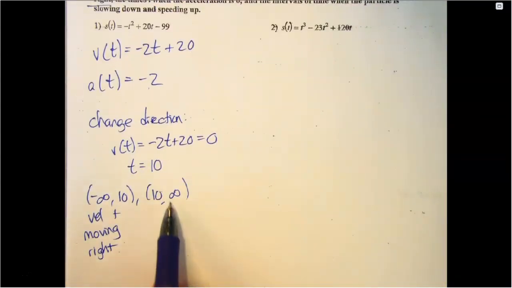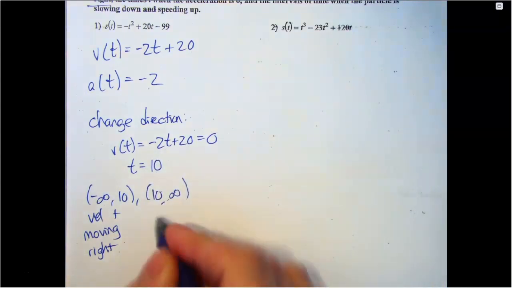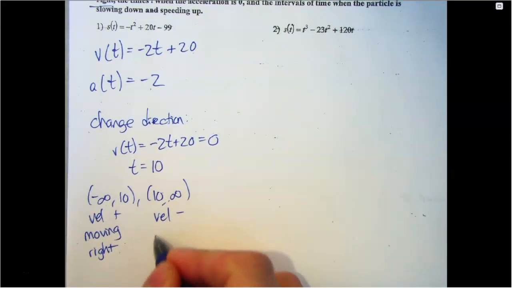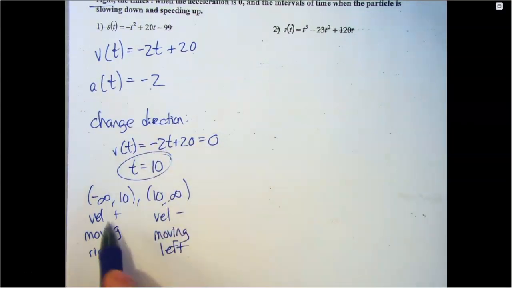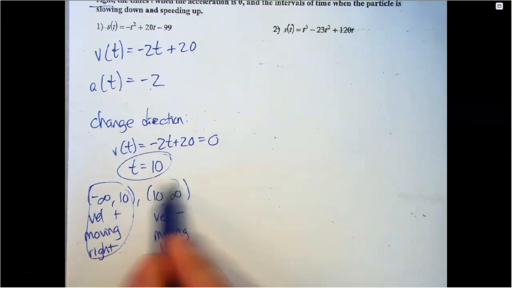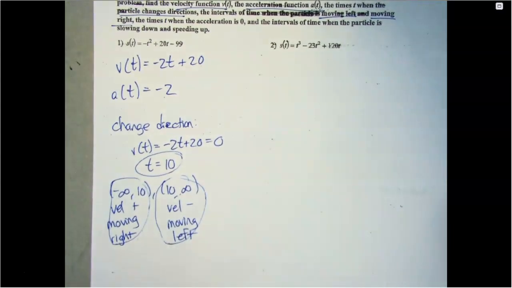And then if I plug in like 30, negative 2 times 30, negative 60 plus 20. So this is a negative number, so moving left. So I've identified the change of direction, where it's moving to the right, where it's moving to the left. And I've done the velocity and acceleration. Questions so far?